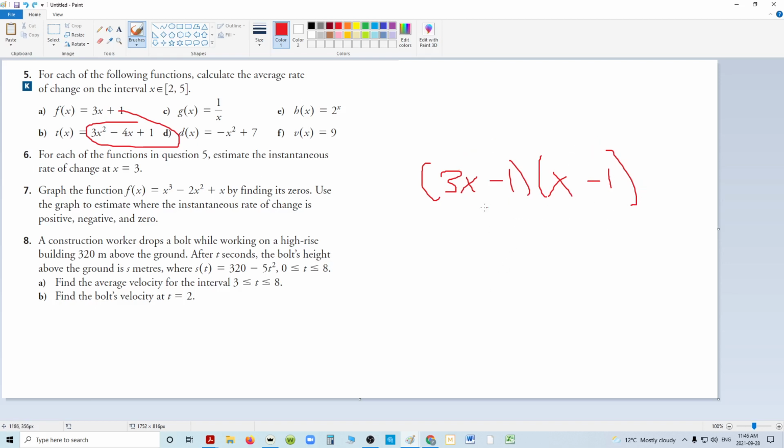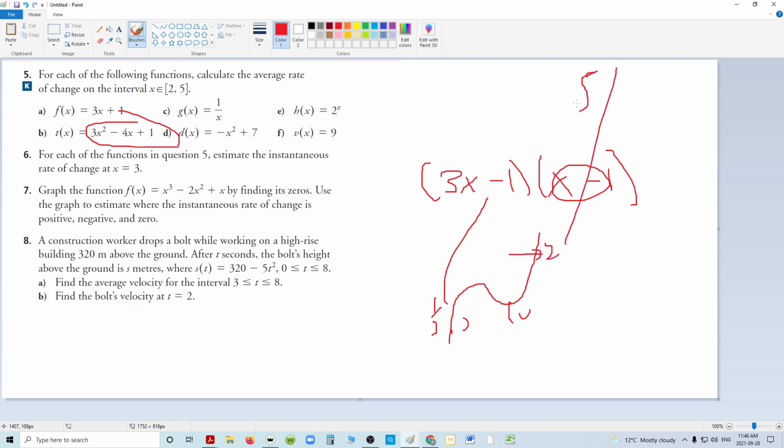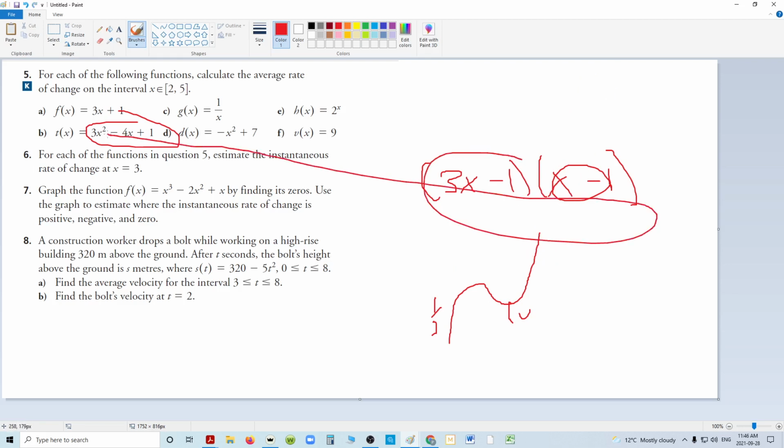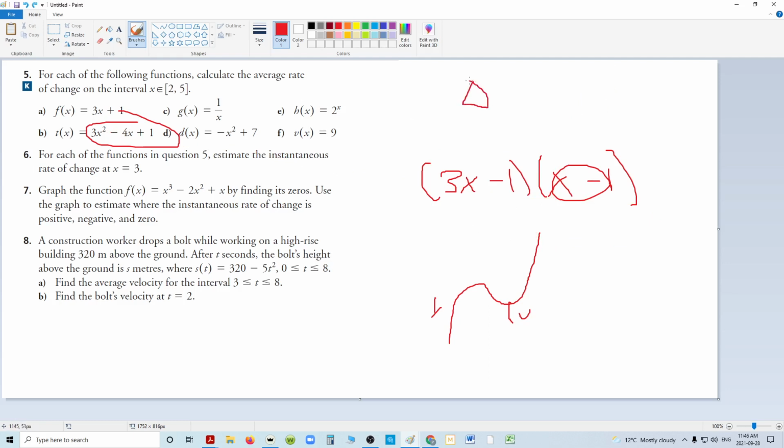So it's clear to me that this is going to be a normal cubic, and it goes through 1, 0 here, and 1/3, 0, which is this mark. Between 2 and 5, I can say that it's going to be over here, 2 and 5. So it's going to be quite steep. Okay, now I can use this, or I can use this. It doesn't matter. Just remember my delta x is going to be 3 the whole time.